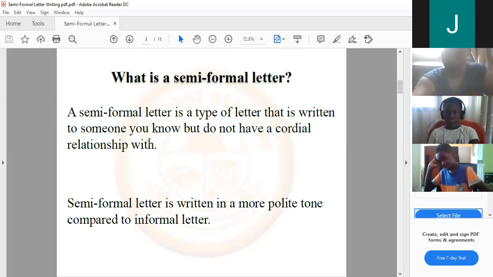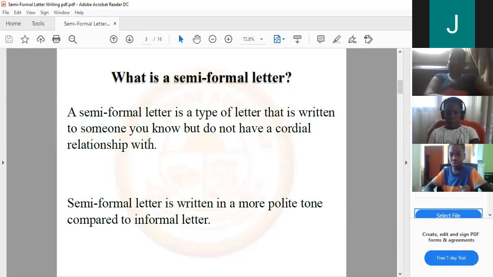When we talk about a semi-formal letter, it is a letter that is written to someone you know, but you are not too close to that person. Or let me say the person is older than you. So whenever you are writing such letters to those people, the kind of things you can say to your friend or your siblings when writing letters to them, you can't say the same thing when writing semi-formal letters. When we're dealing with informal letters, we said that they are the kind of letters that are written to our friends.